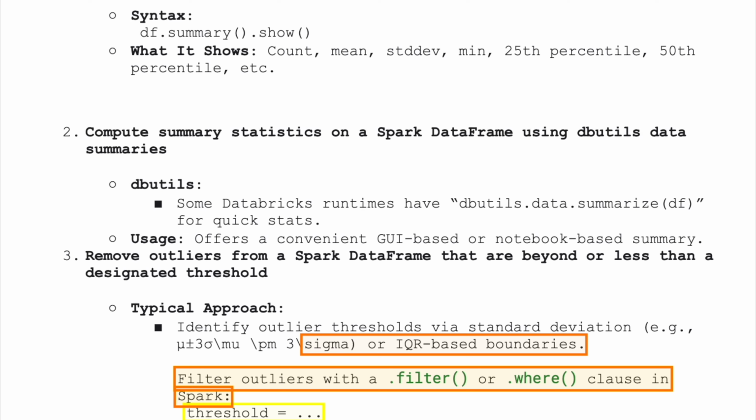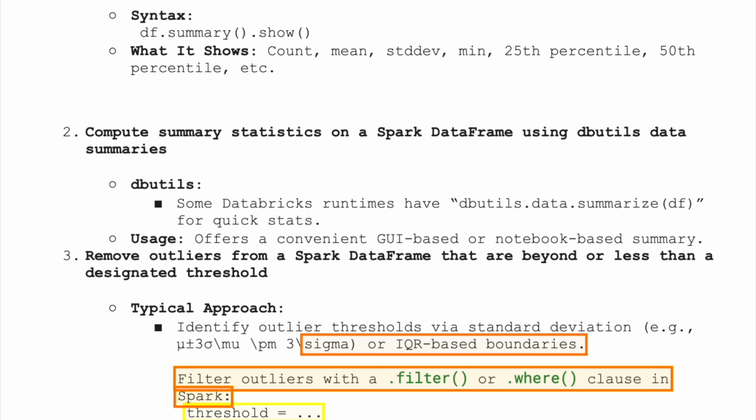More robust to outliers, but might not reflect actual distribution if data is skewed. 4. Impute missing values with the mean or median value. Spark ML: use Imputer with strategy equals mean or strategy equals median.